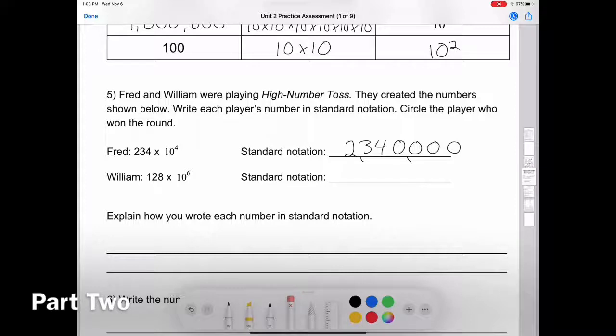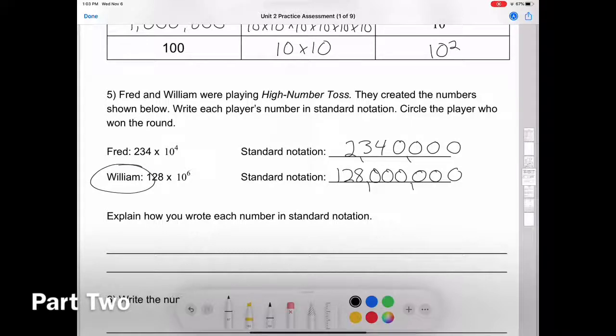All right. For the next one, how many zeros am I going to add to this? Or somebody can just tell me what the number is. Daniel? 6 zeros. So let's see. 128 with 1, 2, 3, 4, 5, 6. What number is that, Daniel? 128 million. You got it. So who won? Fred or William? William. William. So I'm going to circle his name. Circle the player that won.